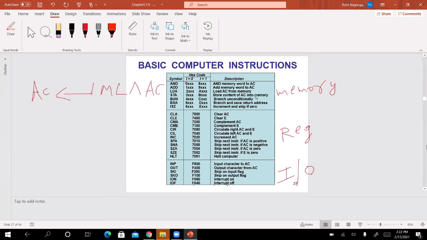Like that, these are the memory reference instructions. All these instructions we will discuss individually. But in memory reference instructions, you always use the memory, whereas in register reference instructions, we will not use the memory. Tell me, I already told you about register reference.